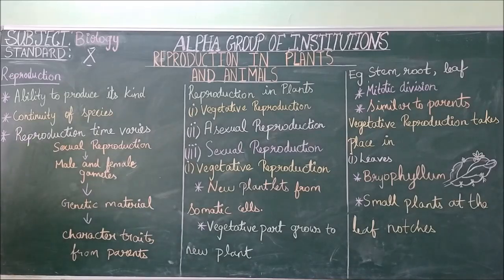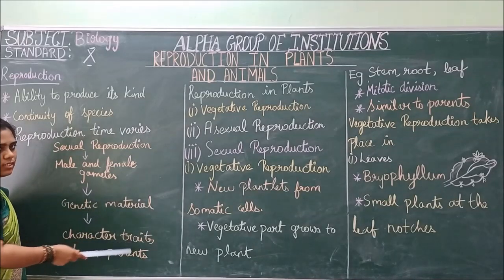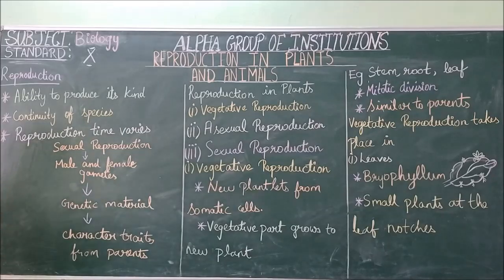So now we will see what sexual reproduction is. In sexual reproduction, what happens? The male and female gametes fuse together. In these gametes we have the genetic material. And from this genetic material we get the character traits. The characters come from the parents.